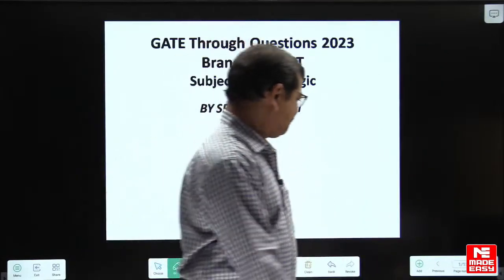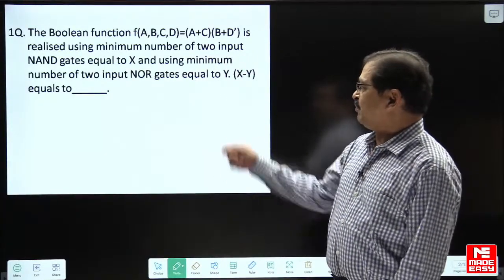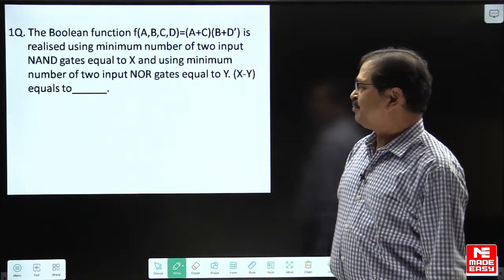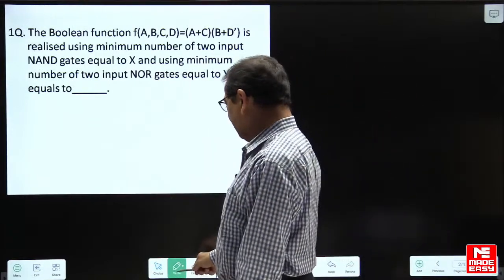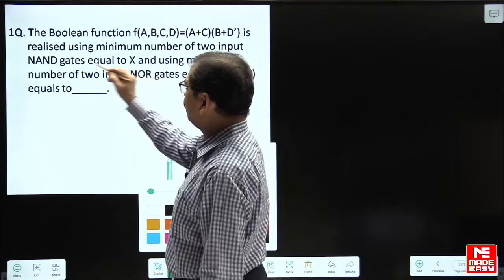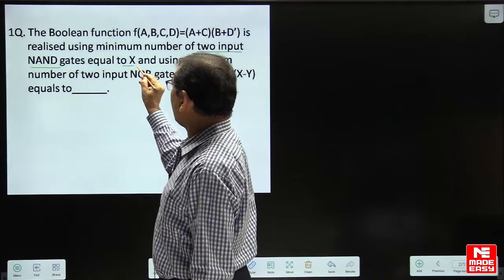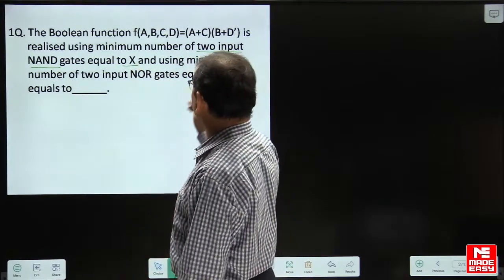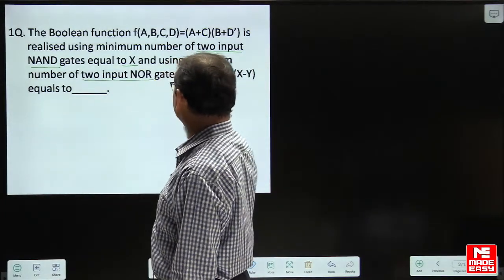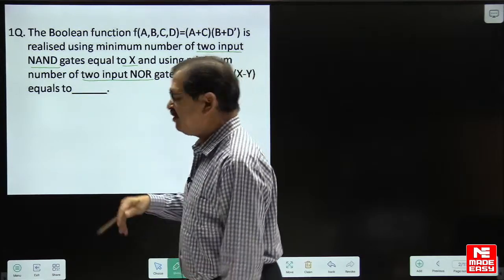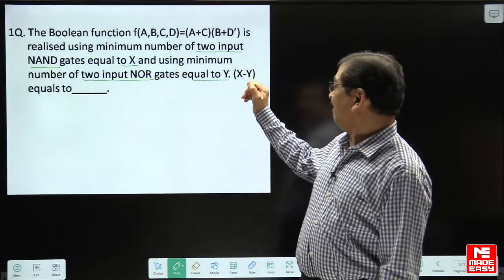Let me start this first question. So this question, if you look here, a Boolean function is given. When this Boolean function is implemented by using minimum number of 2 input NAND gates, the number of NAND gates required are equal to x, and using the same function when it is implemented with the minimum number of 2 input NOR gates, the number of NOR gates required are y. The question is, what is the difference x minus y?